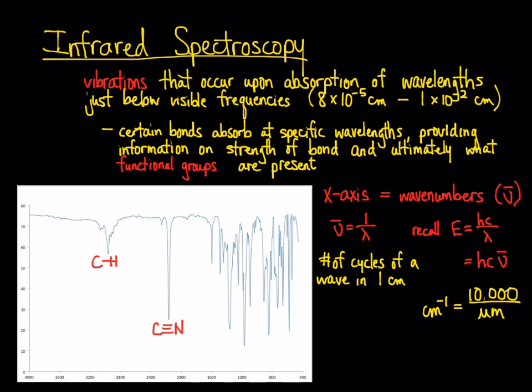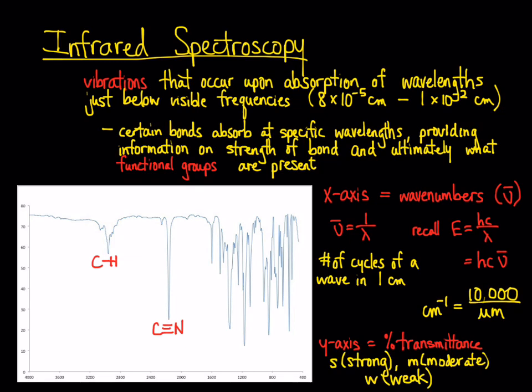A wave number is really just the number of cycles of a wave in 1 centimeter. If we wanted to convert from wave numbers to wavelength, in this case microns, the equation is simply wave numbers equals 10,000 divided by microns. The y-axis is the percent transmittance, which is the opposite of absorbance. When reporting peaks in an infrared spectrum, we use a qualitative approach, where S is an intense peak, M is a moderately sized peak, and W is a weak peak.